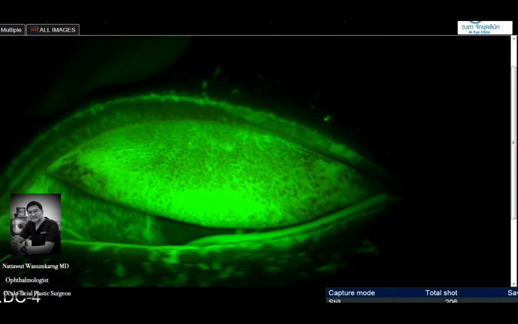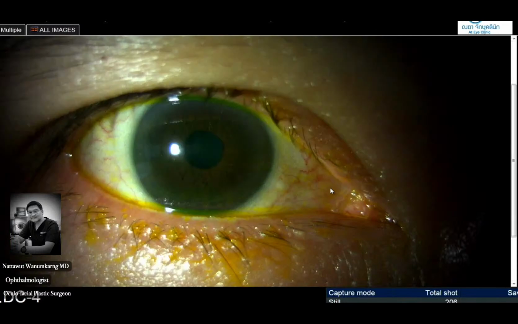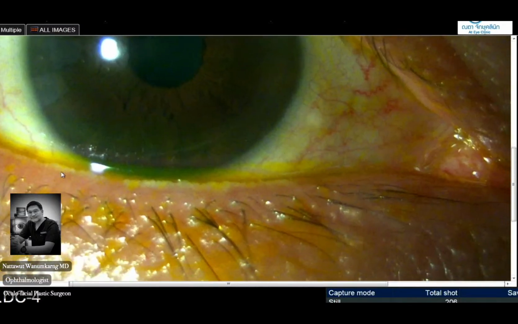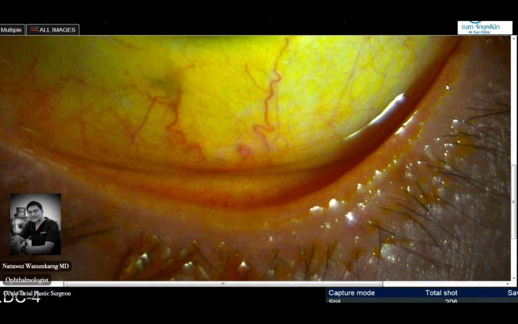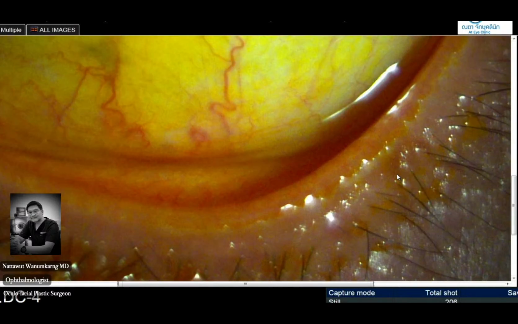When we take a look at the lower lid margin, you can see this is an epithelial ridge that represents debris, and we call it biofilm, on the mucocutaneous junction. This is an elevated ridge that we call debris, and this needs to be cleaned and not allowed to stay on the lid margin, because inside they have toxic free fatty acid.